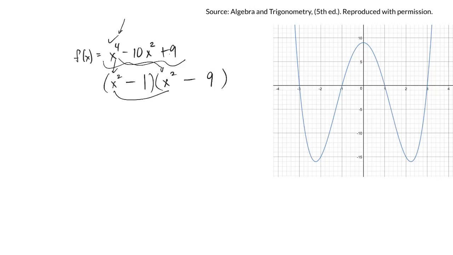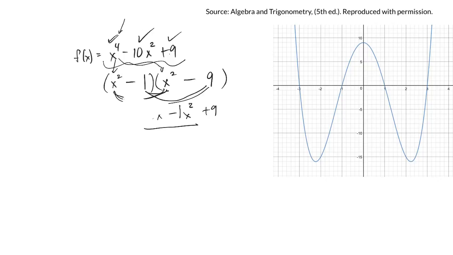Okay, now if you want to check that, you can FOIL it. So this times this, x to the fourth, this times this, negative 9x squared, this times this, negative 1x squared, and if you add those together, you get negative 10x squared, and then negative 1 times negative 9 is a positive 9, and so you do come up with the original function.